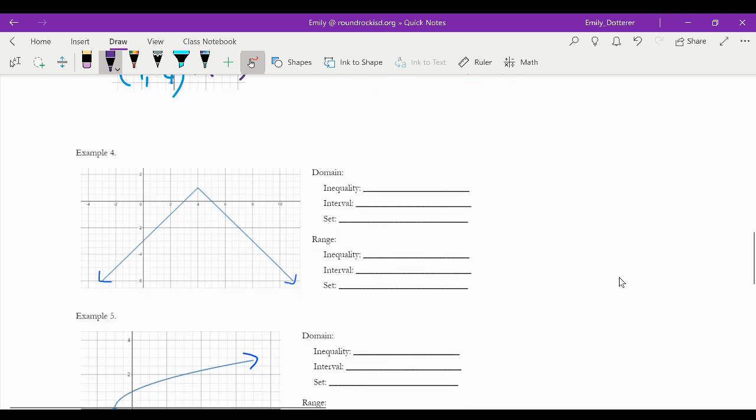When we have a graph that goes from negative infinity to positive infinity, like this one does for the domain, we do the same thing we would normally do for inequality and interval. But the nice thing about this for set notation is that we can just stop right there, because going from negative infinity to positive infinity is the definition of all real numbers. So there's not a way to get more specific with that.